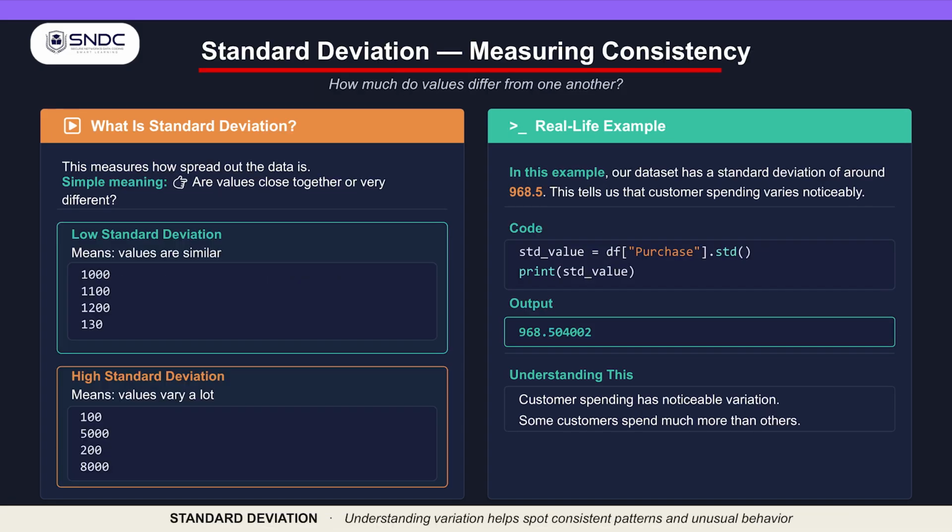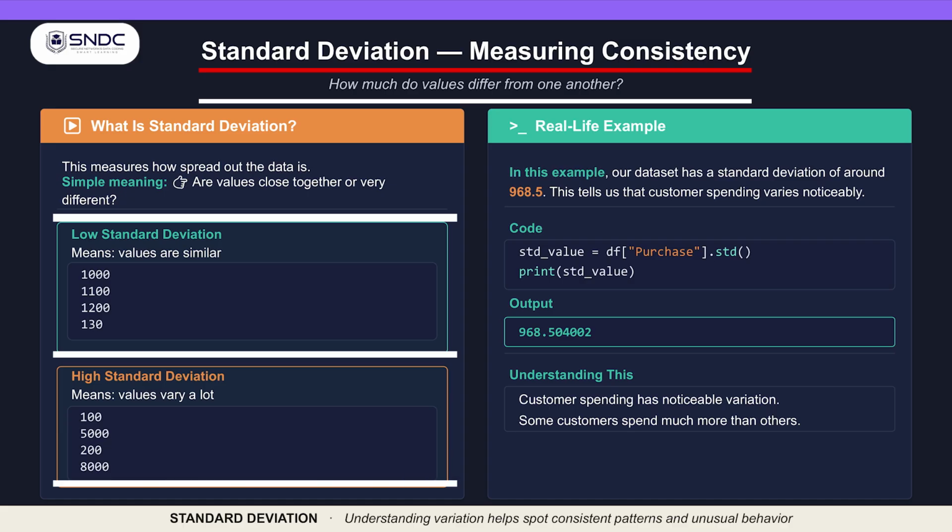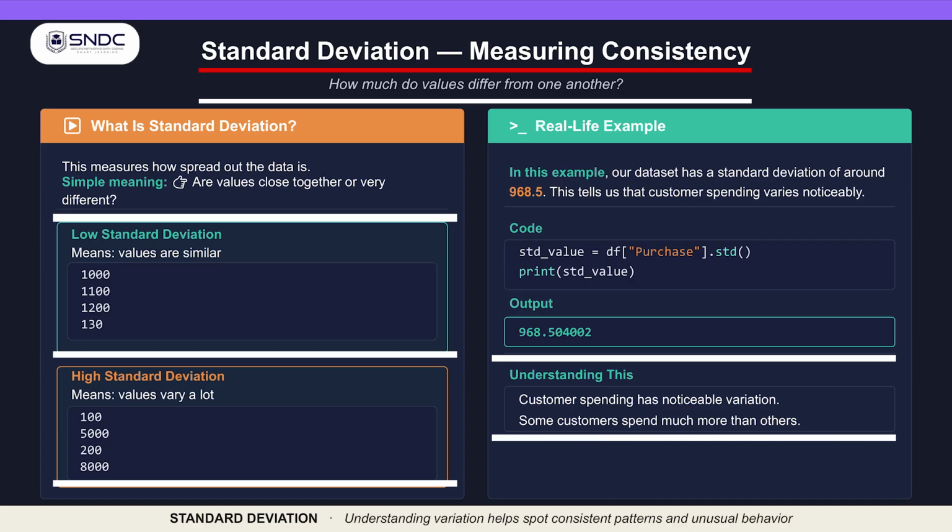Another important measure is standard deviation. Don't let the name scare you. It simply tells us how much the values differ from one another. If every customer spends nearly the same amount, the standard deviation is low. If some customers spend very little while others spend a lot, the standard deviation becomes higher. Our dataset has a standard deviation of around 968.5. This tells us that customer spending varies noticeably. Understanding variation helps businesses identify consistent patterns and unusual customer behavior.